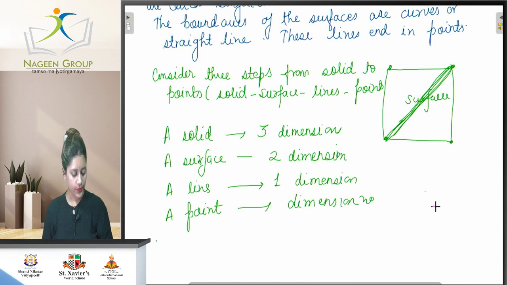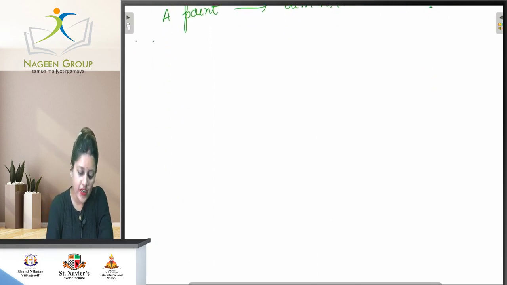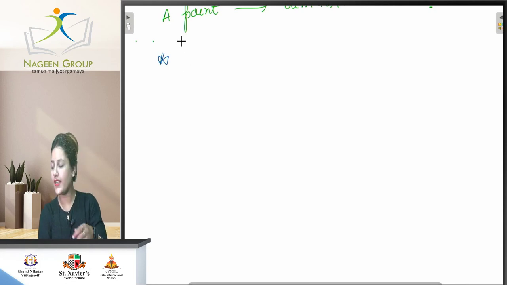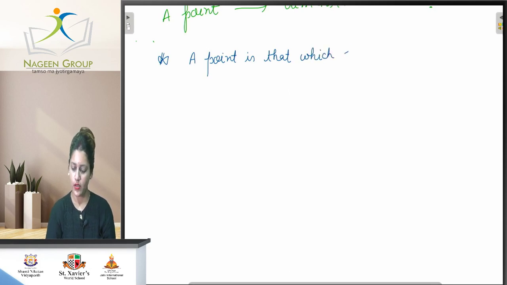Okay. Now from Euclid's definitions we are getting a few points that are very useful in this chapter. The first point is: a point is that which has no part.